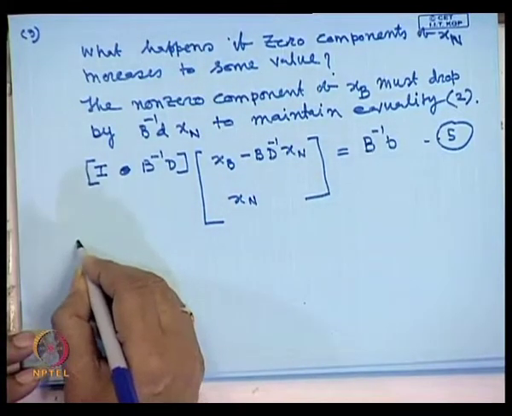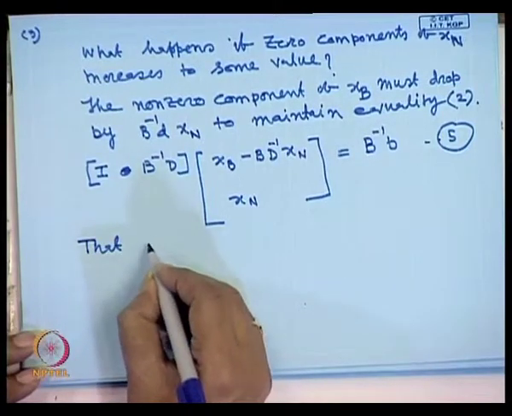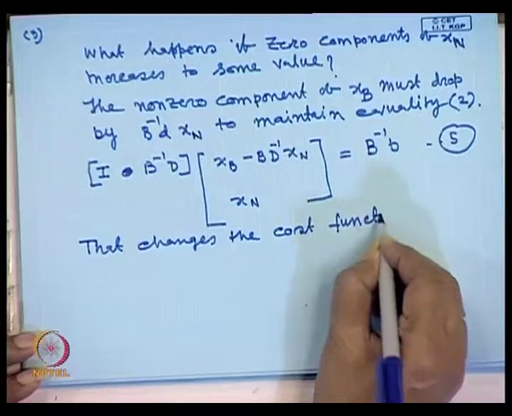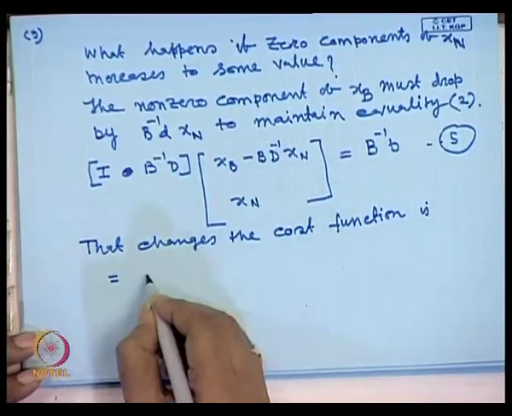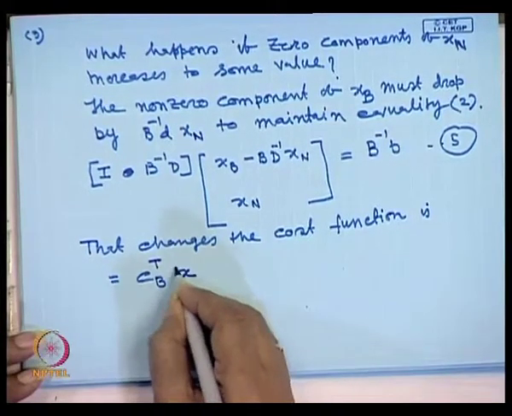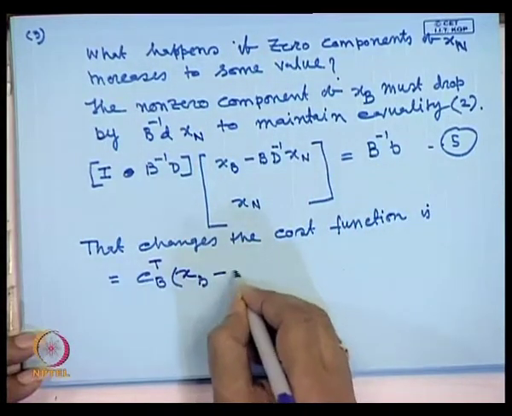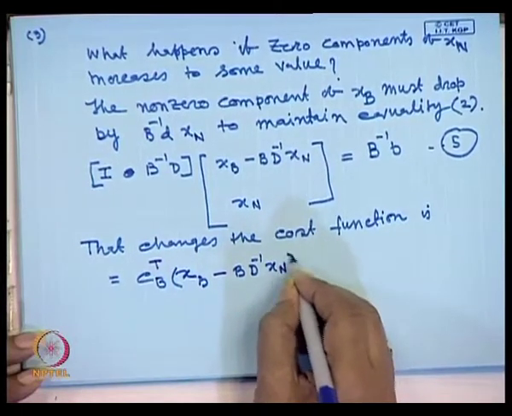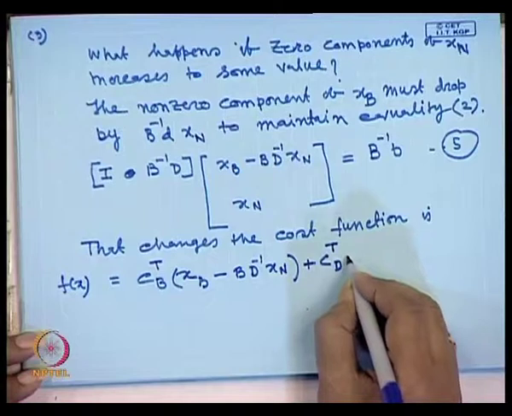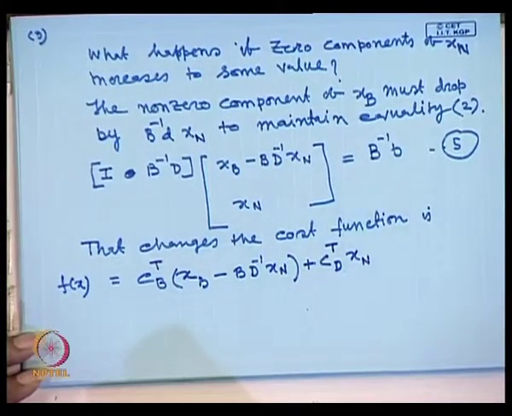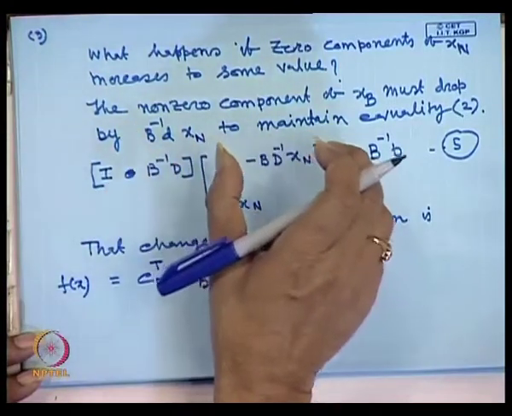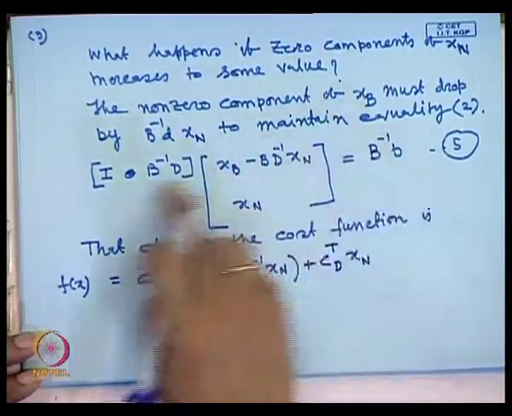So now, the total change in the cost function. See, what is our objective, C_B transpose into x_B, and what is x_B? x_B is this whole term, B inverse b minus B inverse D x_n, plus C_D transpose into x_n. So, if one of the elements of x_n is changed, some component of x_B has to drop out, so that this equation is satisfied.